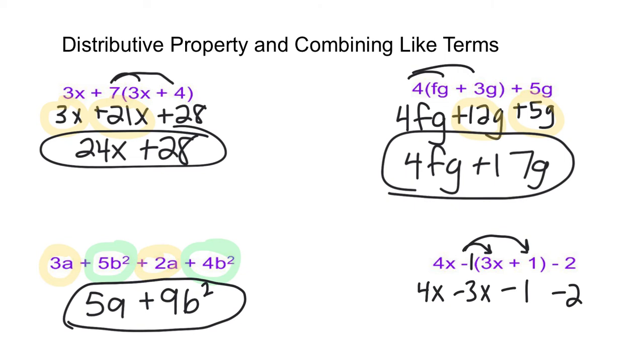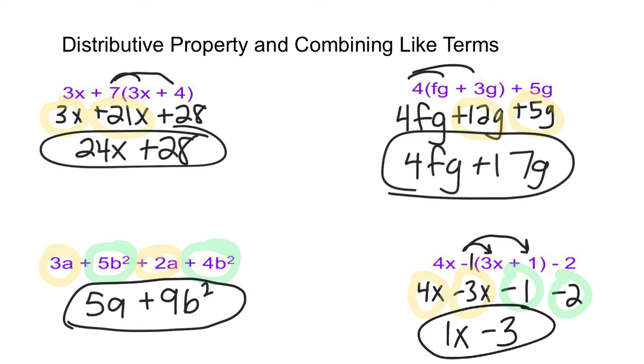Then again, I'm going to look for like terms. Distribute, then look for like terms. So 4x and negative 3x would be alike because they both have an x. Negative 1 and negative 2 would be alike. So I end up 4x plus negative 3x is positive 1x. Negative 1 and negative 2 together would make negative 3. So 1x minus 3. You also could just write this as x minus 3. When your coefficient is 1, you don't usually put a 1 with it.